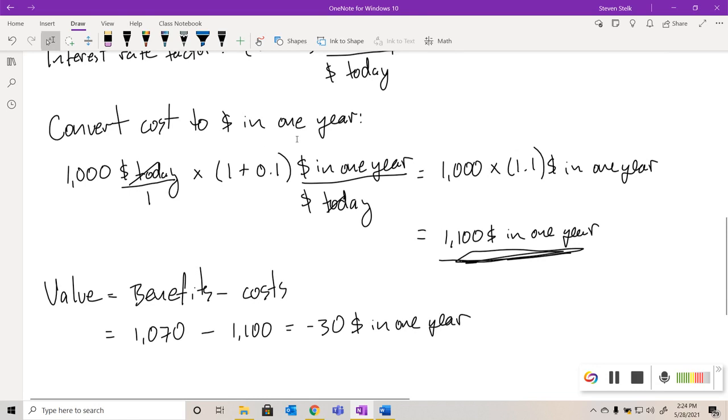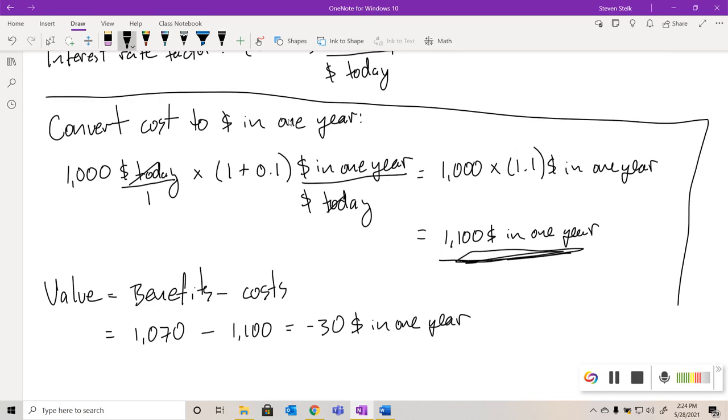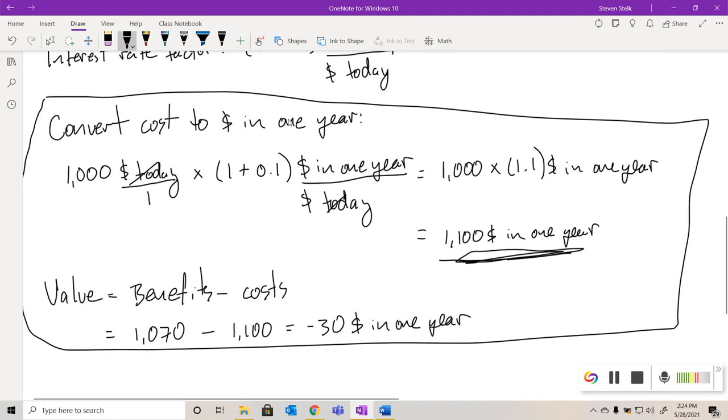So this last part, just starting right here, we convert cost to dollars in 1 year. This is really the only calculation that was necessary in order to answer the question. We didn't have to do everything above. Everything above was just to get a feel for what's going on with the calculation. Okay, that's it for this one.